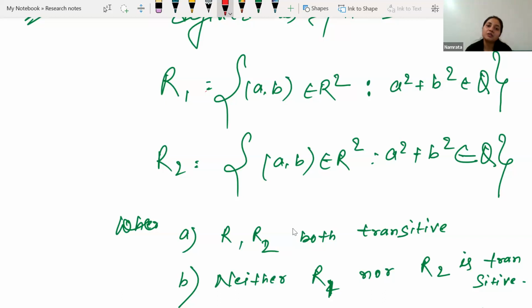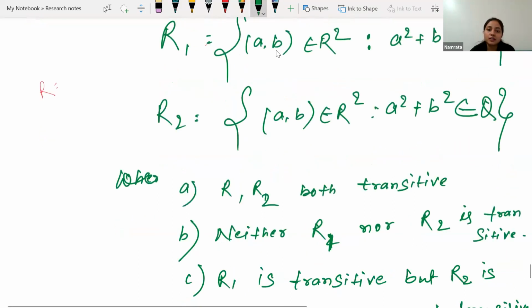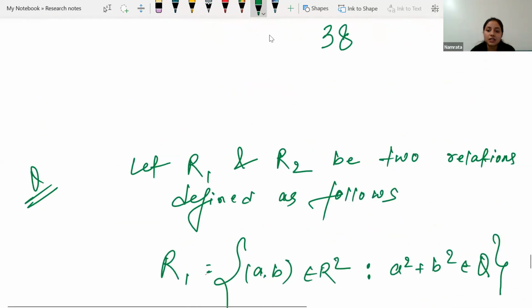The representation of this relation is in set builder form. When we started learning the concept of relation, we had a relation set R consisting of ordered pairs like (2, 4), (4, 5). That was the roster form. This one is the set builder form. So we have this relation R1, relation R2. Let's see what exactly transitivity says.